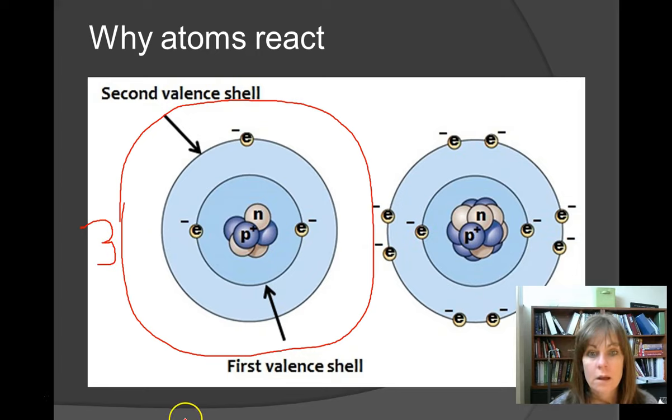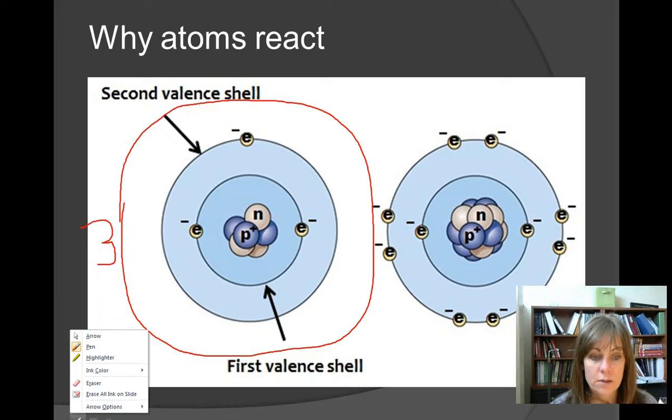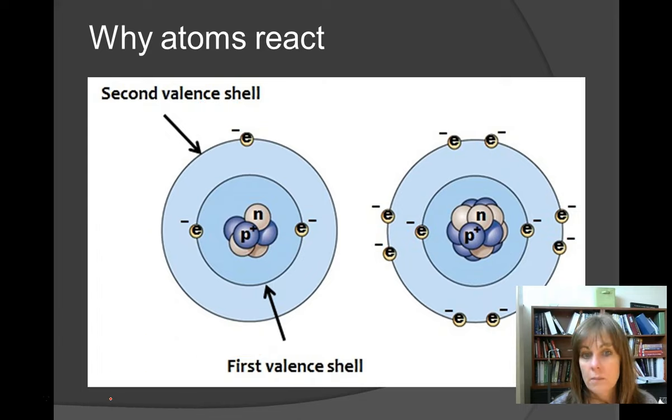Okay. Now, there's some really important things that you need to understand about these different valence shells. Each one of these has a maximum number of electrons that you can fit into each shell. So here on the first shell, it turns out that we have 1, 2, and that is the maximum number that we can fit. Okay. If we look here at this second shell, it also has a maximum, and that maximum is 8.